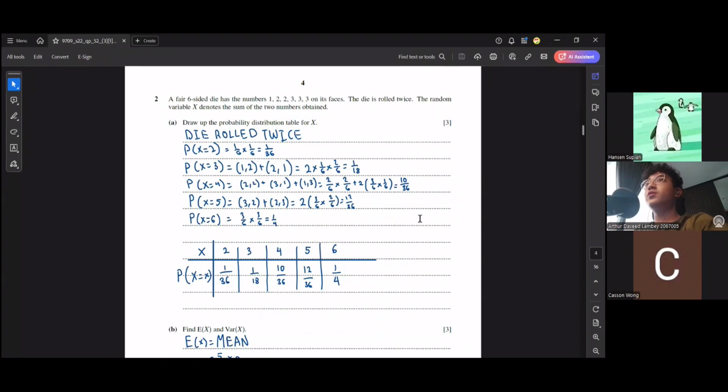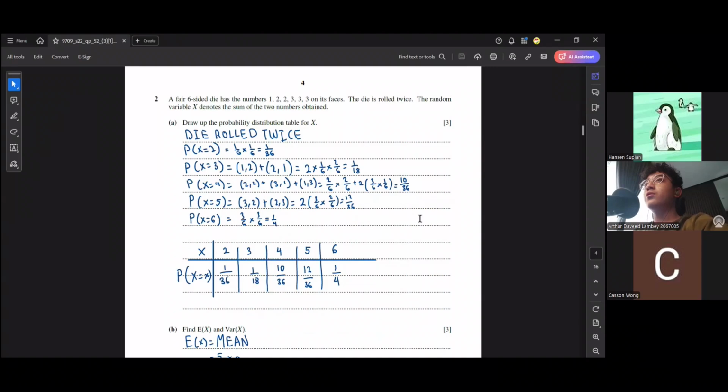Okay, so for number 2, a fair six-sided die has the numbers 1, 2, 2, 3, 3, 3 on its faces. The die is rolled twice. The random variable x denotes the sum of the two numbers obtained. So A, draw up the probability distribution table for x.